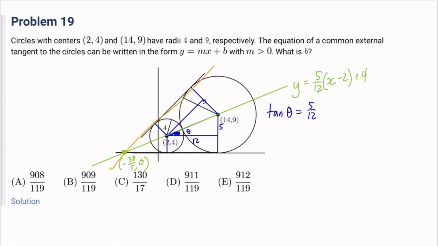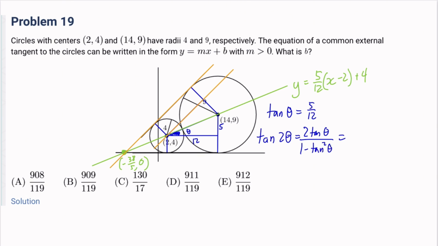Since this line has the same slope as that orange line, both orange lines have the same slope. But then you can see this angle is 2 times theta, right? Because this angle is also theta, so this is going to be 2 theta. And so we want to get tangent of 2 theta, which is tangent of theta plus theta, so this is going to be 2 tangent theta over 1 minus tangent squared of theta, right?